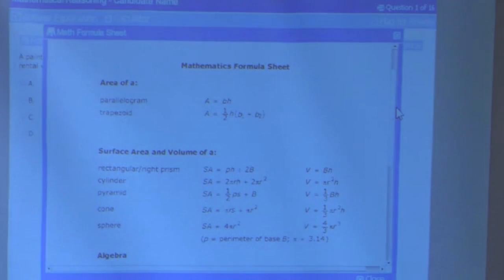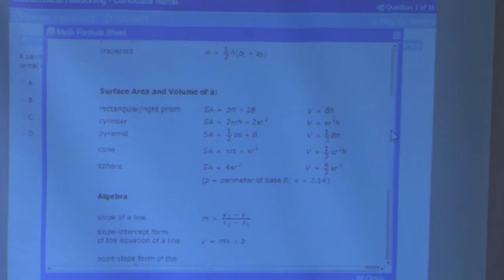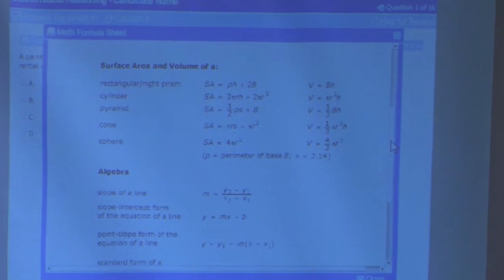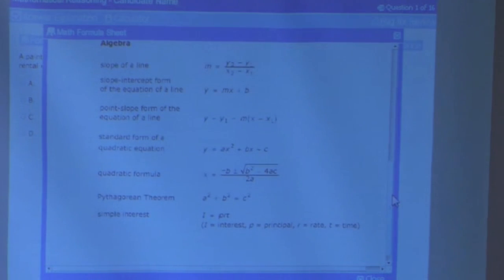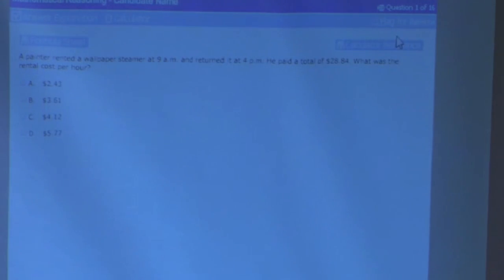So before they had tons of area questions, and these are a lot more surface area and volume. So they're really focusing on the 3-dimensional objects, and they kind of assume that you know the 2-dimensional objects. And then they have slope of the line. They still have the slope, the intercept, quadratic equation, quadratic formula, Pythagorean theorem, and simple interest. So those things are the same.